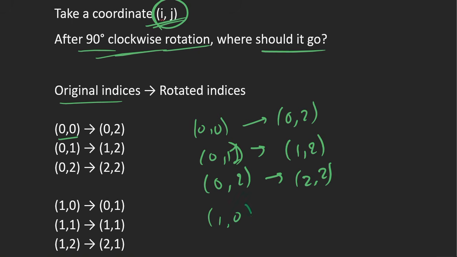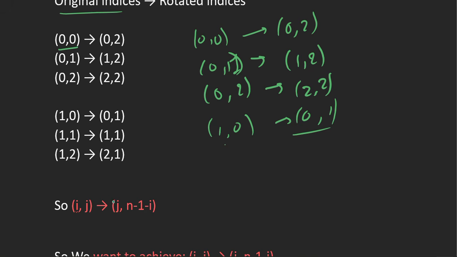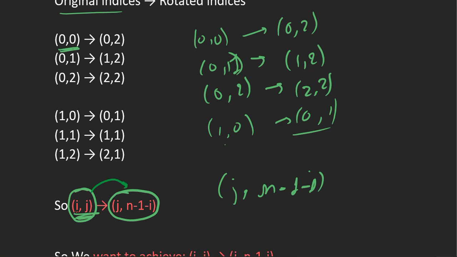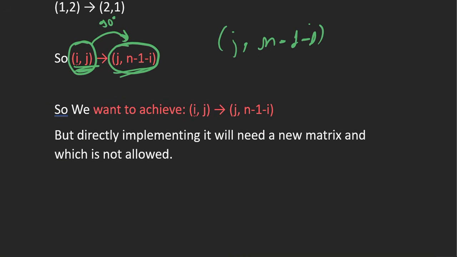Then 1,0 will go to 0,1. If you notice from this example, the index i, j will go to j, n minus 1 minus i. This is the old index, and this is the new index after 90 degree rotation. So for every index i, j, we want to achieve the new index, that is j, n minus 1 minus i.